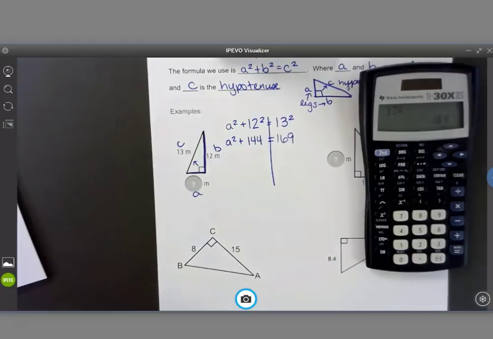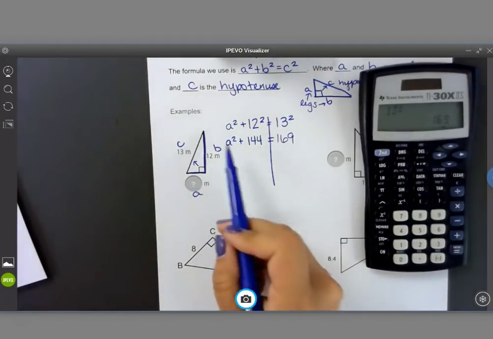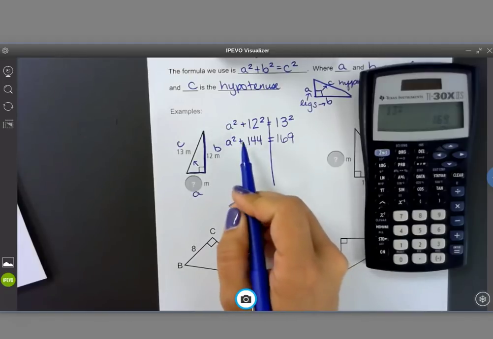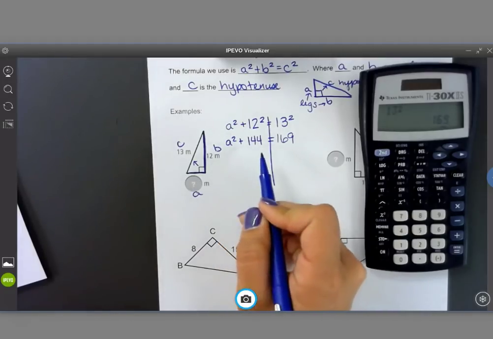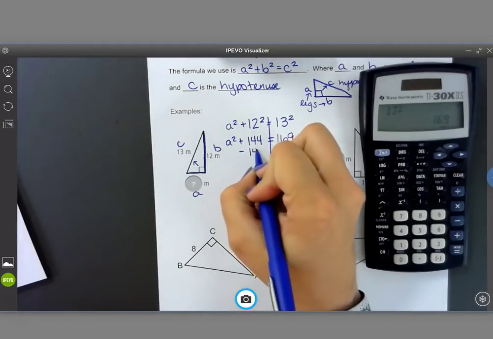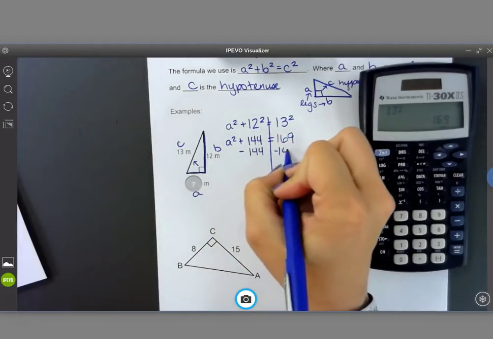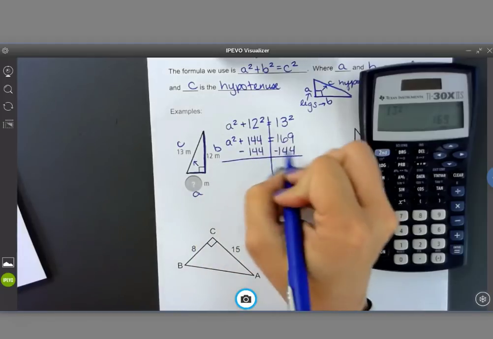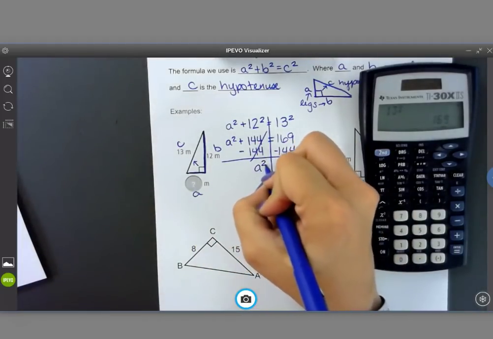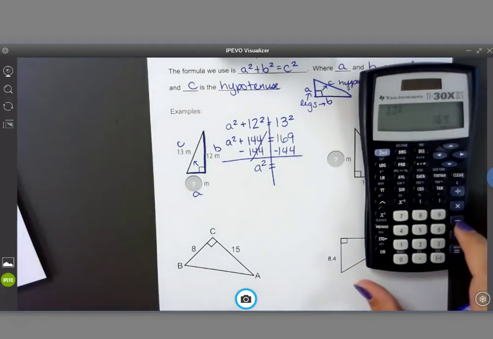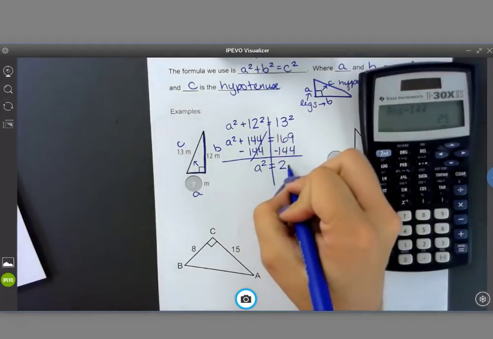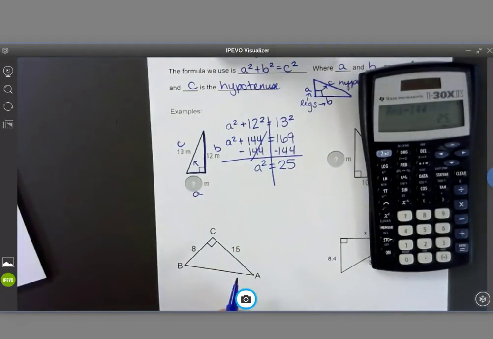So we're still trying to get the A by itself. Guys, this is a regular two-step equation. In order to get A by itself, I have to move this positive 144 to the other side. Since I'm crossing the fence, I'm going to need to subtract it to the other side to move it. This is just like solving equations. So we're left with A squared equals 169 minus 144, which is 25.